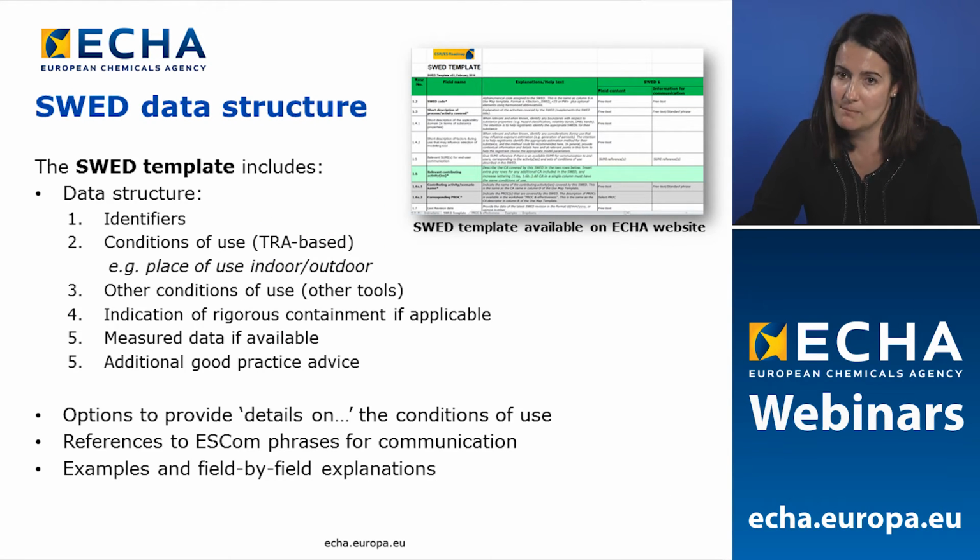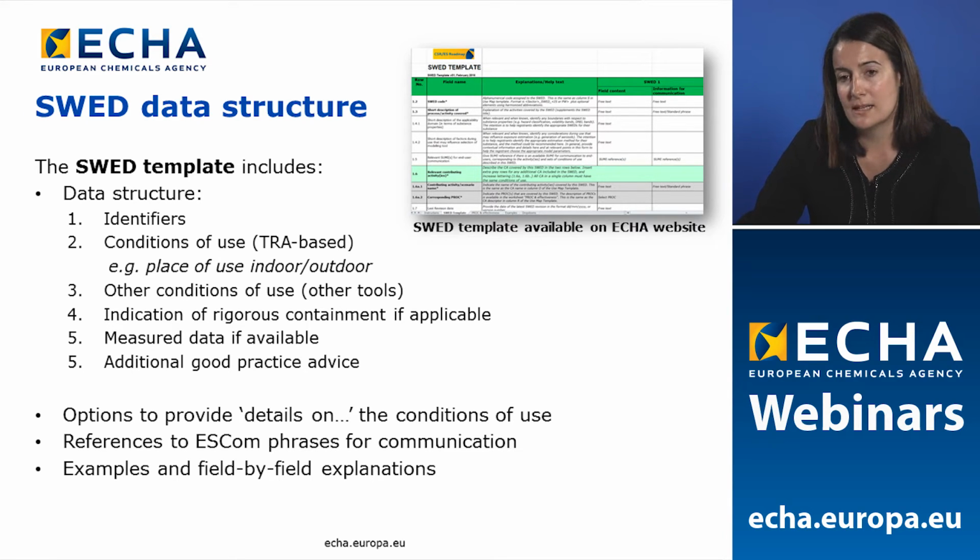When we take a SWET template, we will find different parts. The first part will include identifiers, characterizing the SWET and explaining the scope. The second part of the SWET is the core of the SWET. They describe the conditions of use to be used as input to an assessment done basically using the ECETOC TRA tool. An example of a condition of use that you can find in this SWET is the place of use, whether the use takes place indoor or outdoor.